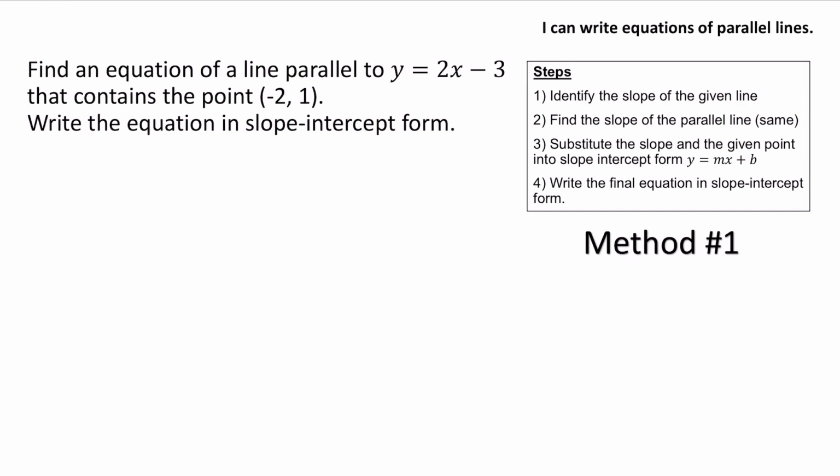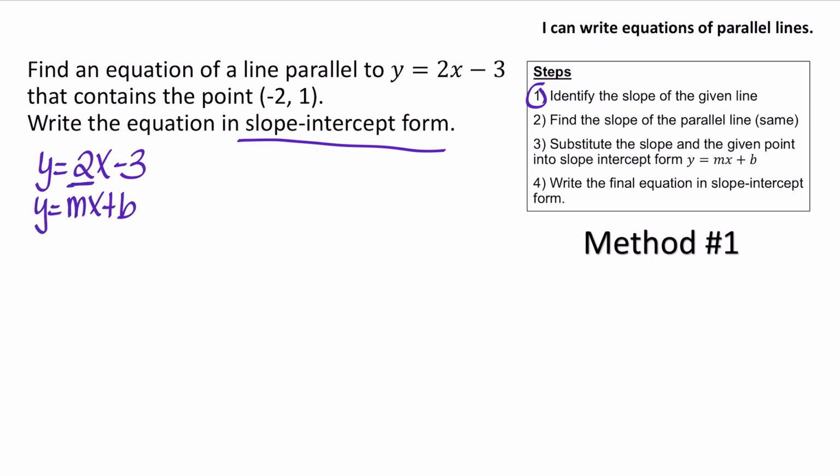In this problem, let's try identifying the equation of a line parallel to y = 2x - 3 that contains the point (-2, 1). And remember, we're going to write the equation in slope-intercept form. Step 1 is to identify the slope of the given line. The line that I'm given is y = 2x - 3. And remember, from y = mx + b, I know that the value of m is 2. So I know that m = 2.